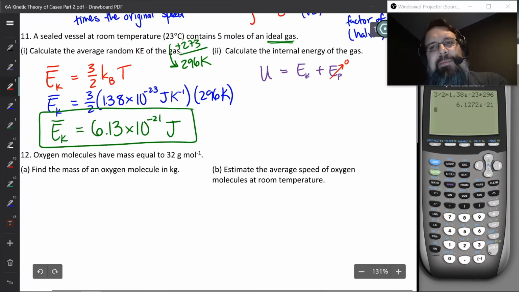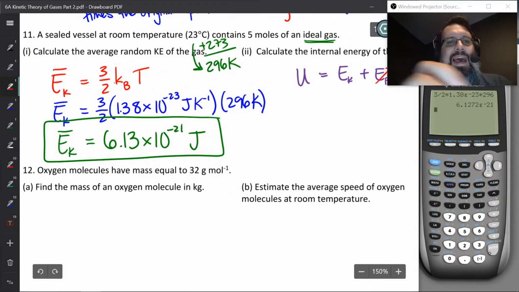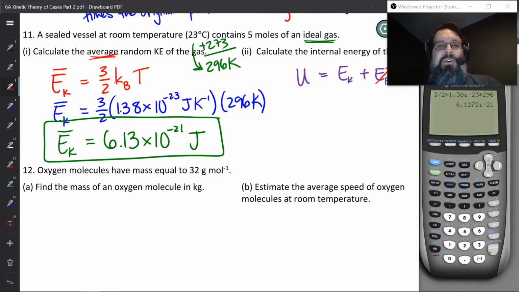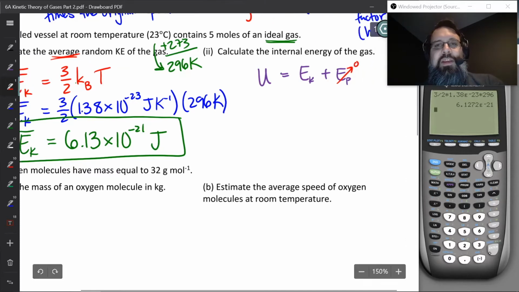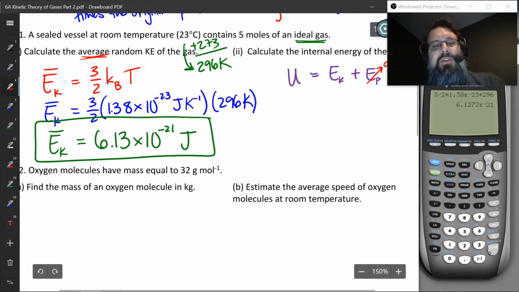But it's a little bit more complicated than that, because this was the average random kinetic energy, and we want to actually find the total random kinetic energy. So we're looking for the internal energy. So the way you do that is you basically have to take the number of moles and use that to determine the total amount of energy.